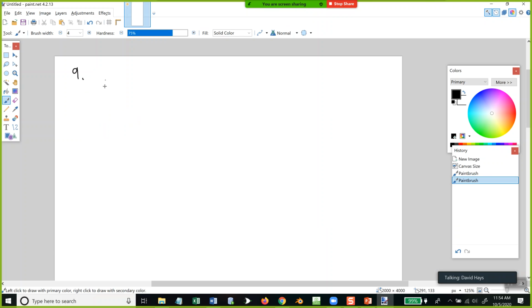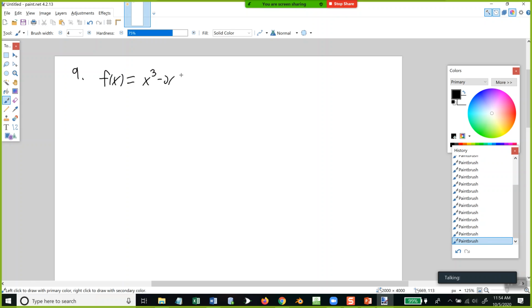Got f of x is equal to x to the 3rd minus 2x squared plus 3x minus 1. And we want to find f of 2. We got our old way. This is just evaluating the function. To find f of 2, it says you plug 2 in for your x.